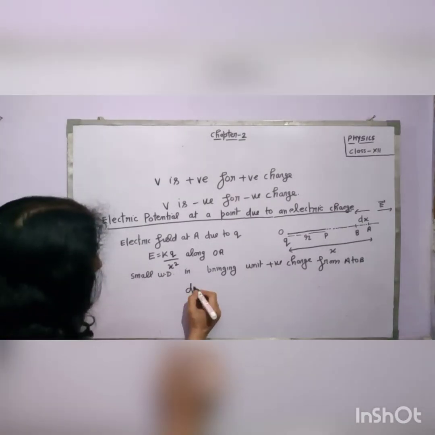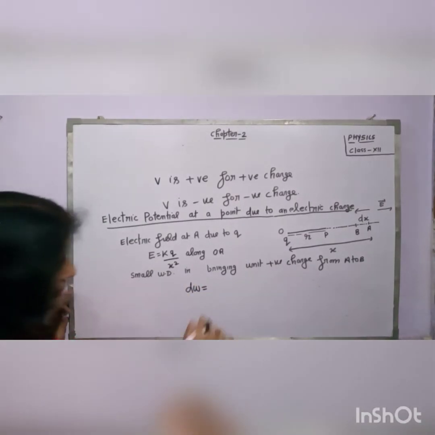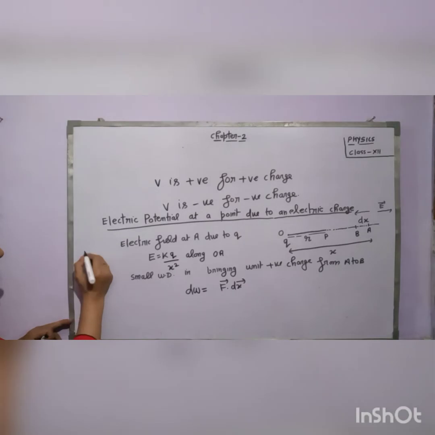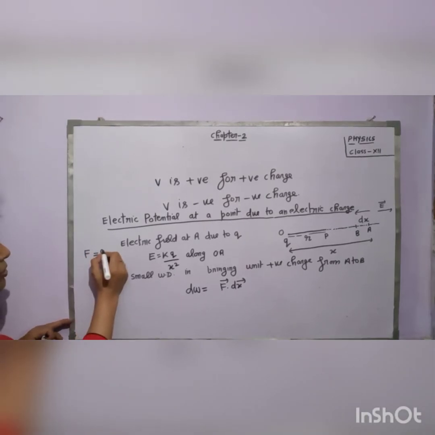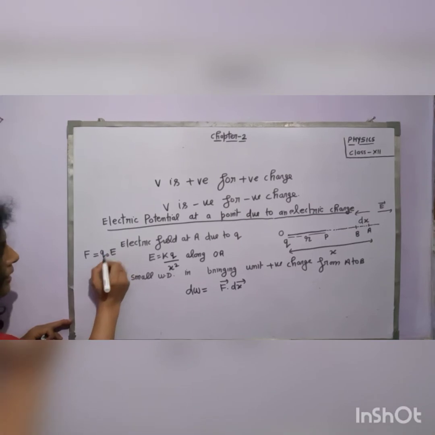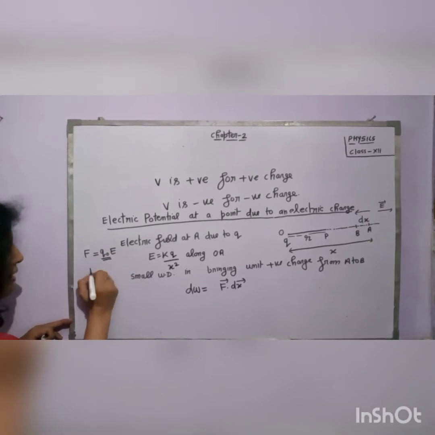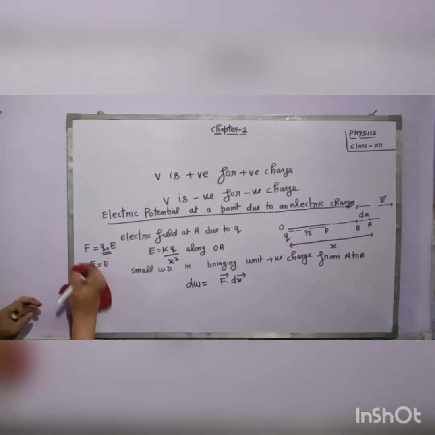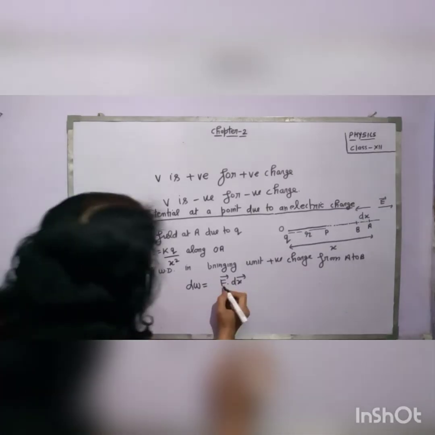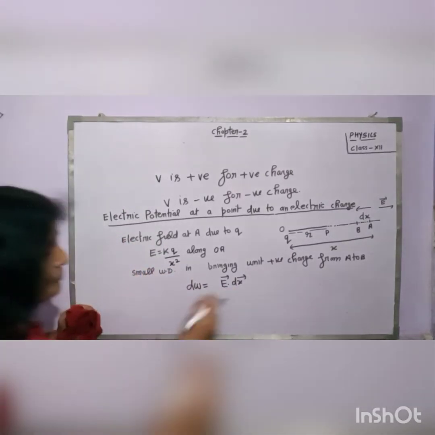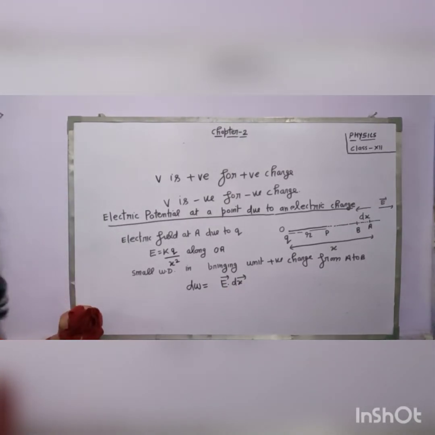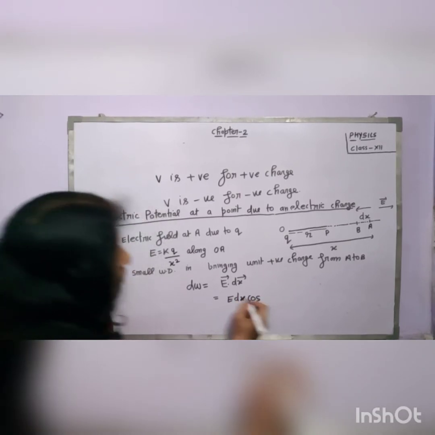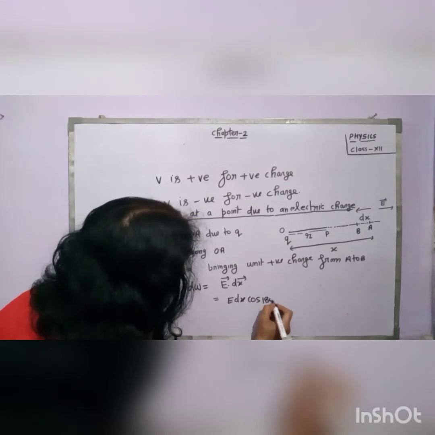Now dW, work done, is equal to F dot dx. You can see here F dot dx, and you know the relation between F and electric field. F is equal to q naught into E. Here the charge is unit positive charge, that means F becomes equal to E, since the charge is unit positive charge. So in place of F we can write here E directly. Now A dot B is equal to AB cos theta, that means E dx cos theta, where theta is equal to 180 degrees.